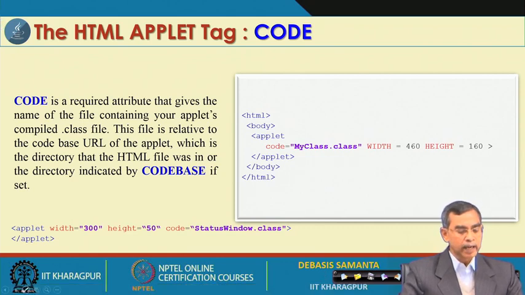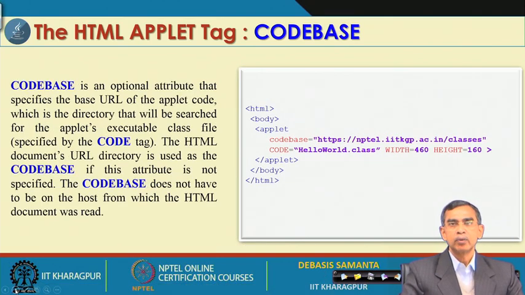So, these are the code, and this code with height and width are the mandatory things. Mandatory means you have to use it; without using it you cannot do that. Now, let us come to the concept of codebase.